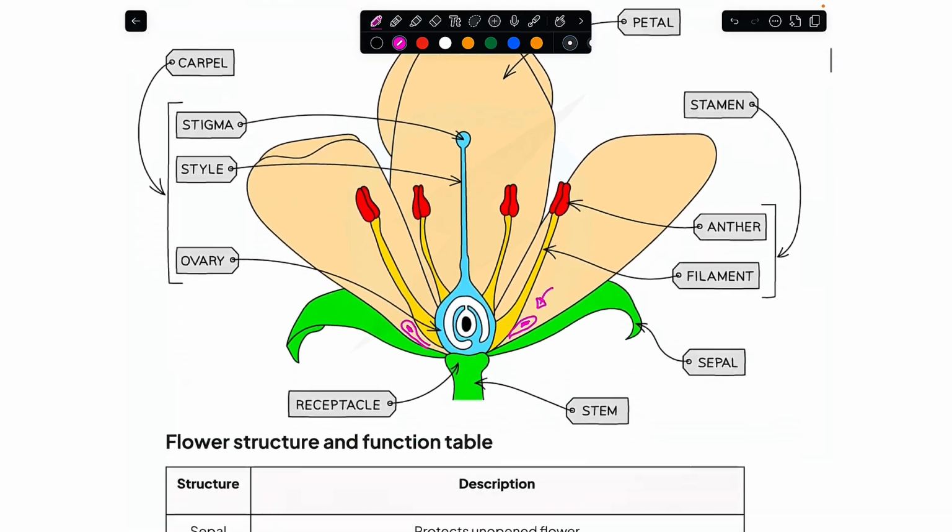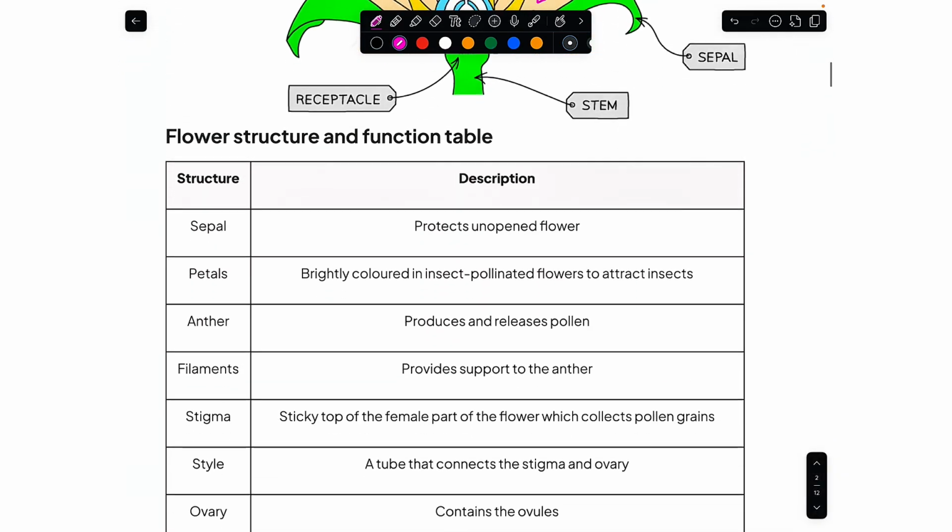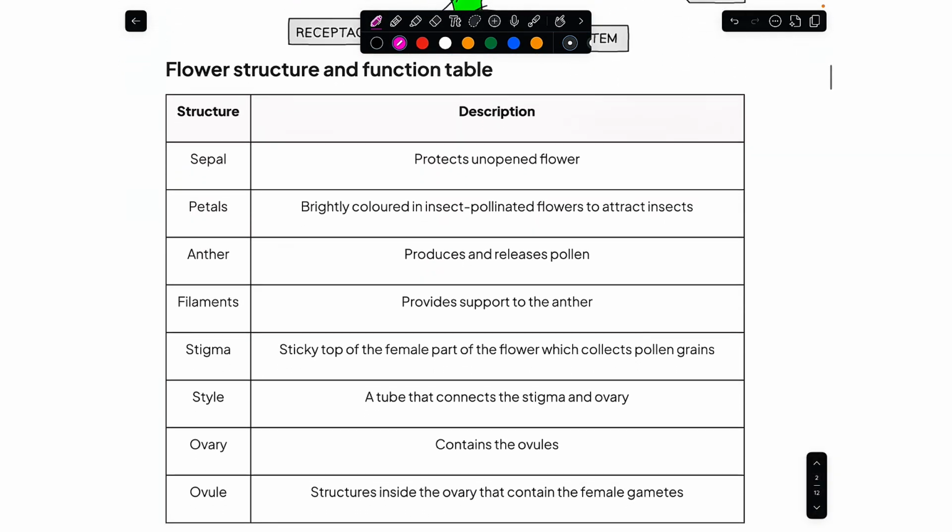So if I were to take you to the table with context to the flower structure, here you see that I indicated above that we have the sepals, and they protect the unopened flower when it is in the bud stage. Moving on to the petals, they are brightly colored, usually in the insect pollinated flowers, and their concern is to attract the insects toward them.